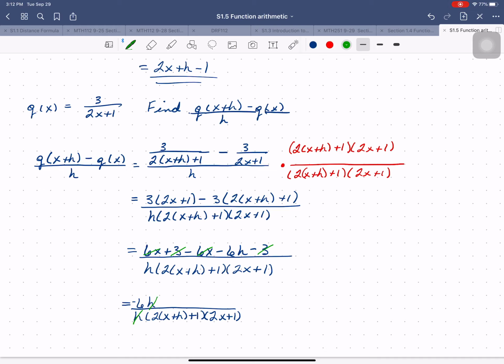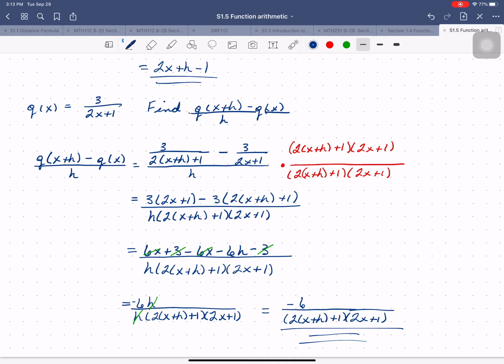The h's cancel, and my difference quotient becomes negative 6 over 2 times x plus h plus 1 times 2x plus 1, and we're just going to leave it like that. So how do you know when you're done? Well, you're done when you can't simplify anymore. Okay? All right. I'm going to do one more example with you, and then we're going to end this video.